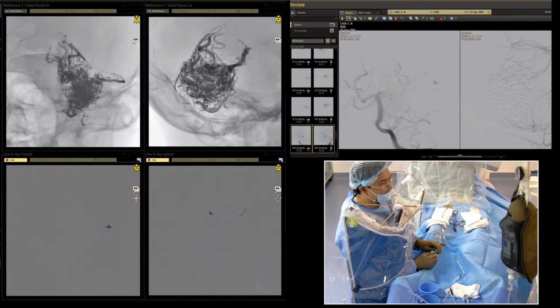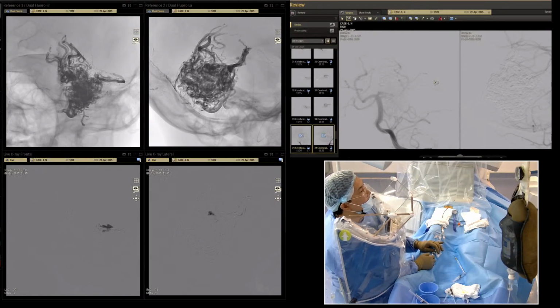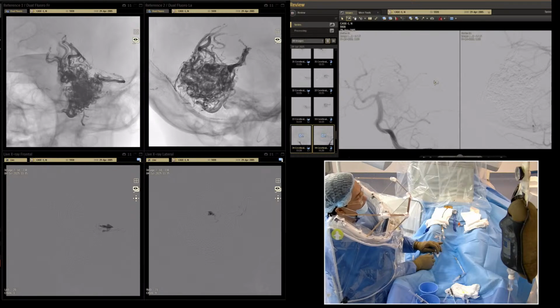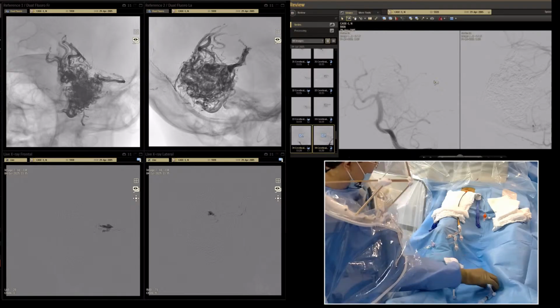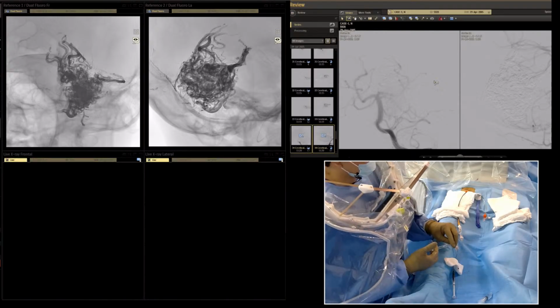It might be rupture. It looks like rupture. It's extravascular. I think it's outside the artery. Okay. The segment is already closed.